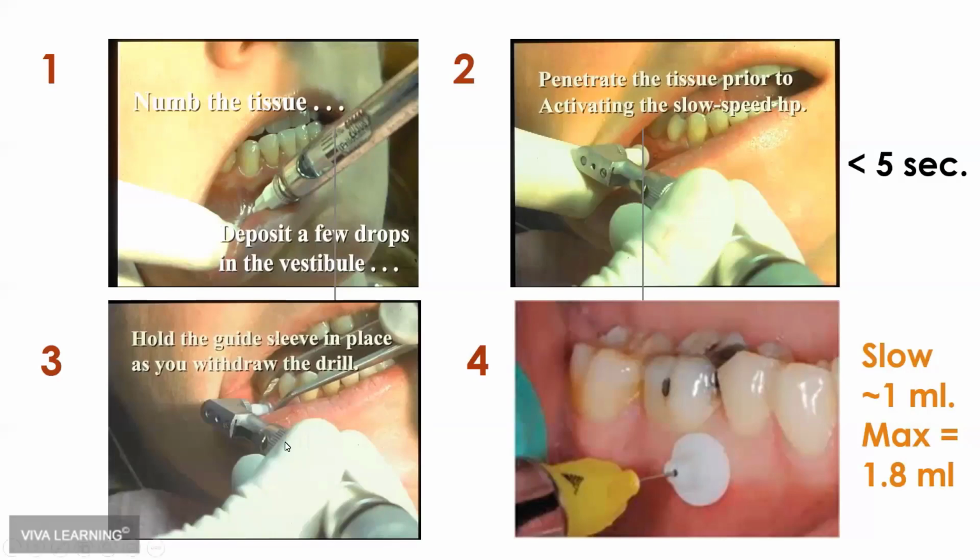And then you take a pair of hemostats or cotton plier, hold the disc against the gingiva, pull the slow speed out, and you're left with this target here. And you can take your yellow ultra short needle that they supply with this product, inject half a cartridge into this area, and you'll get good pulpal anesthesia of this premolar and molar.